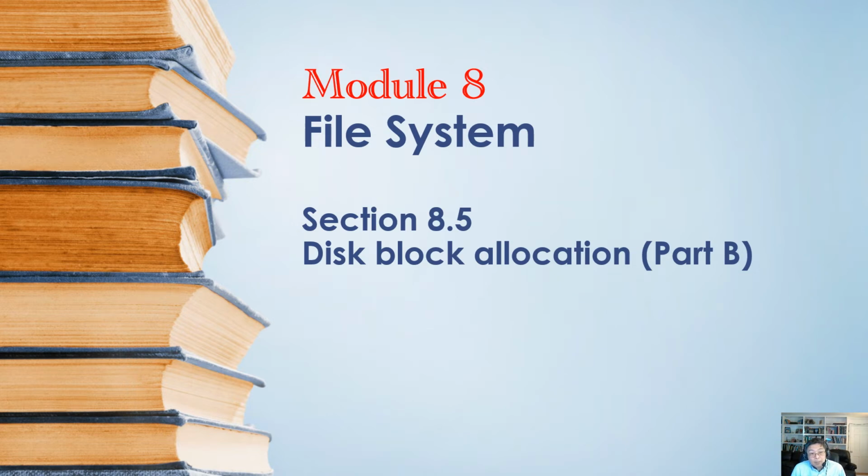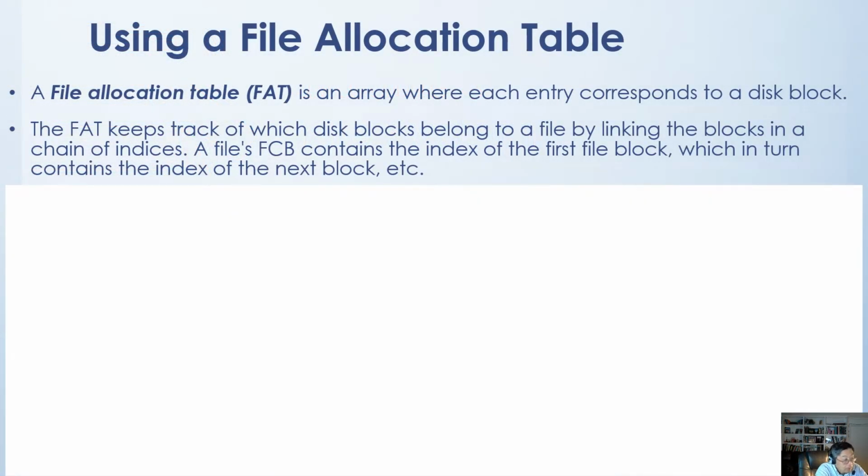Okay, here's part B of section 8.5. Now in part A, we discussed various different types of disk block allocations. We talked about the contiguous allocations. We also talked about the linked allocation and the clustered allocation. We also mentioned that the linked allocation was very flexible because a user can store a file in various different parts of the disk space. Now here, we're going to provide the actual implementation for the linked allocation.